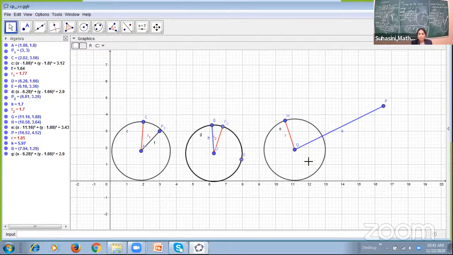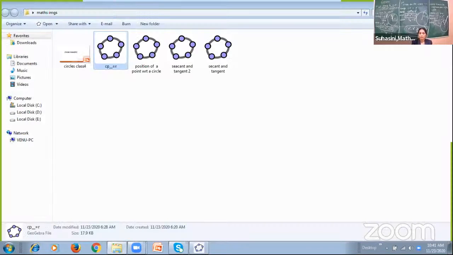And when the point P is outside the circle, see the distances K and R. K is more, 5.97, whereas R is only 1.85. So this is a geometry application where you can have the values for the given radius and check whether these equations are justified or not. These are the advanced applications called GeoGebra.